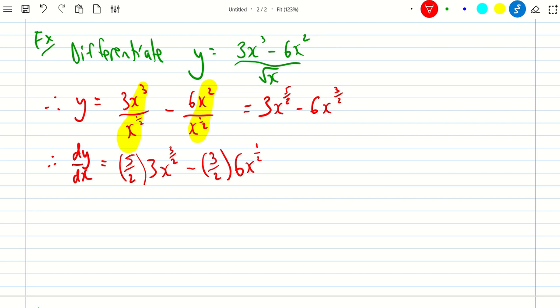Okay, so I've got that, and then we'll just simplify those fractions. So 5 over 2 times 3, 5 times 3 is 15, so it's 15 over 2x to the 3 over 2. Take away 3 times 6 is 18 divided by 2, so that's just going to be 9, so 9x to the power half. And so that's my answer for the derivative of that second one. Hopefully that made good sense.